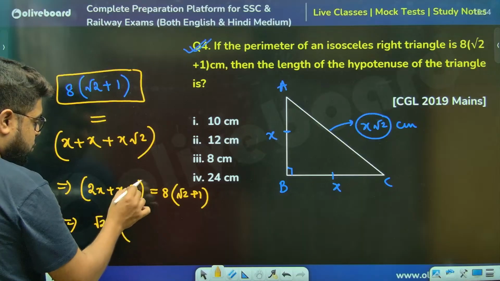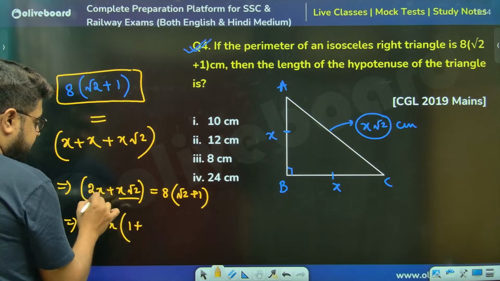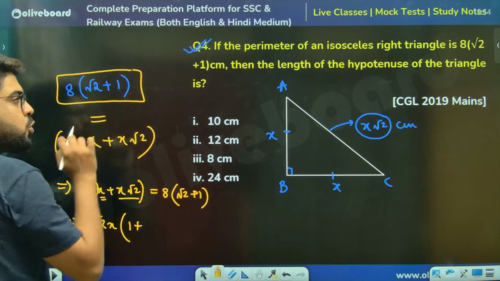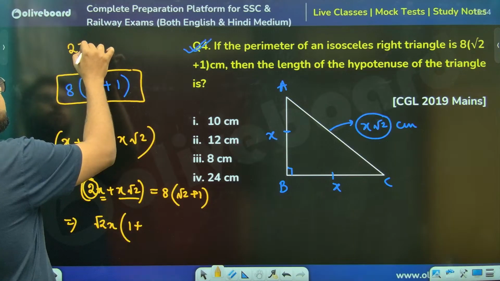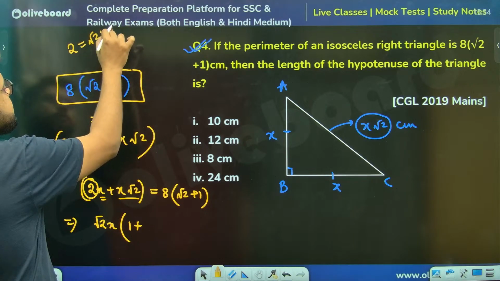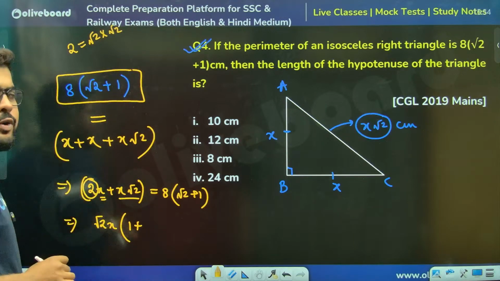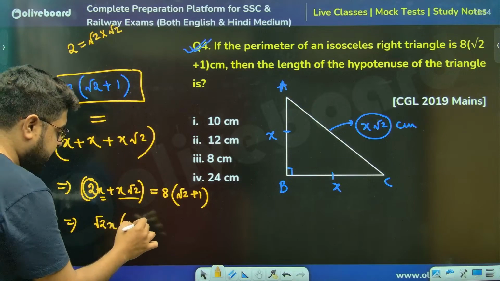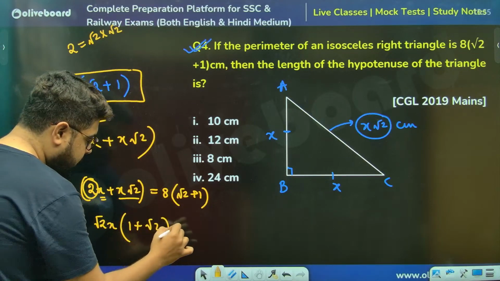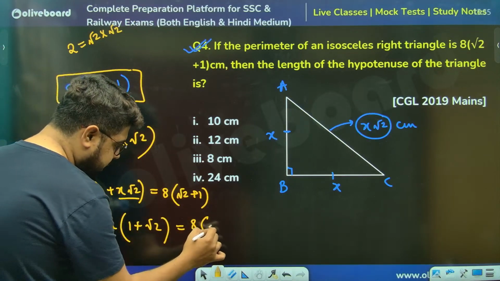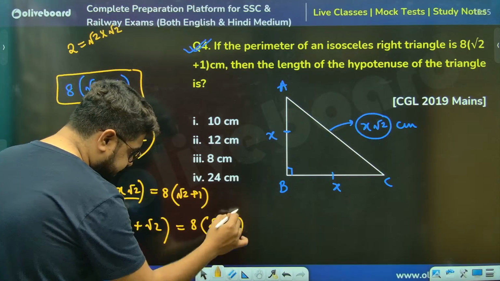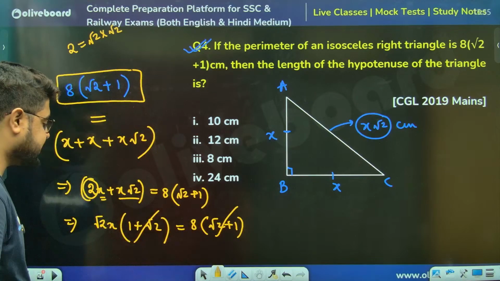If I take x root 2 common, this is 1. From here, x is gone. 2 means 2 root 2's. 2 means root 2 into root 2, sir. From there, I have taken out 1 root 2, so another root 2 will be there. So it is equal to 8 root 2 plus 1, and this cancels.